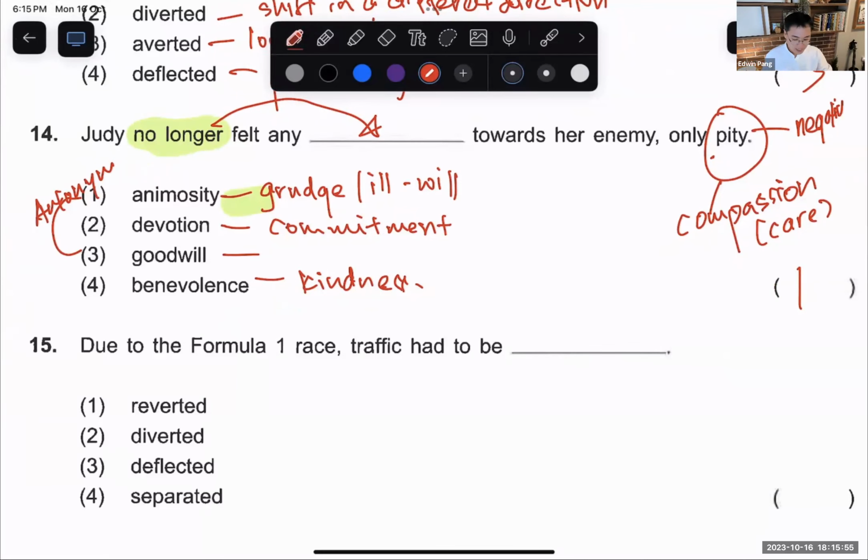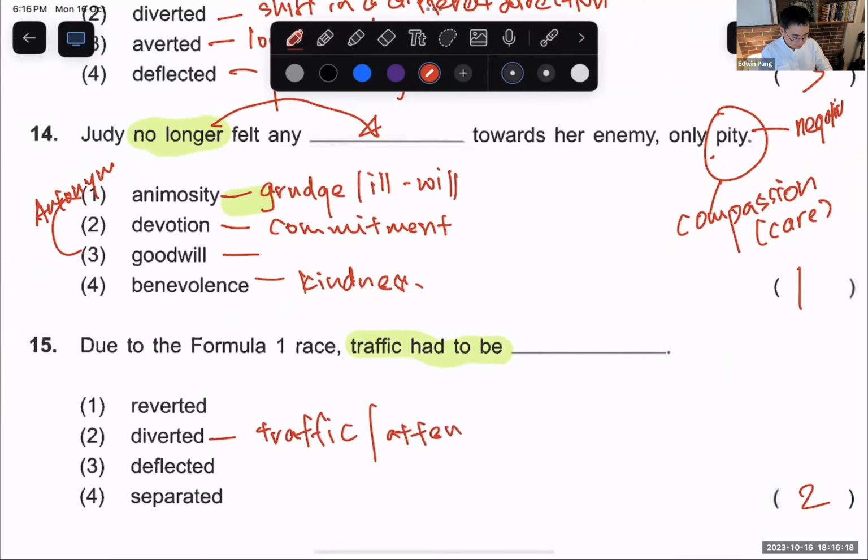Ooh, we are ahead of schedule. Very good. Due to the Formula One race, traffic had to be what? What did I just give you as an example about an accident on a roadway with 10 trucks? Diverted. So it's usually to do with traffic. Or it can also be attention. The naughty boy diverted the teacher's attention while he tried to steal a wallet, for example.